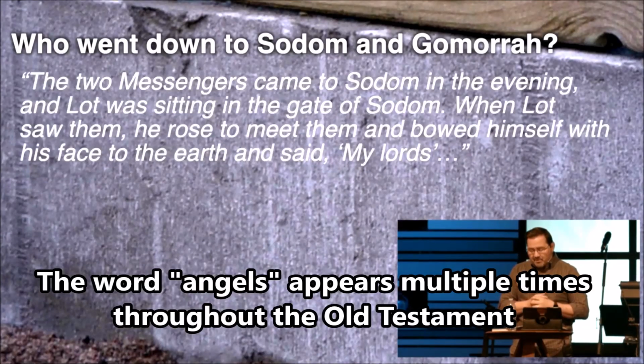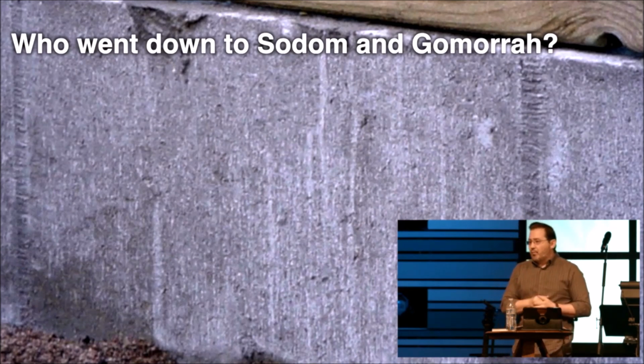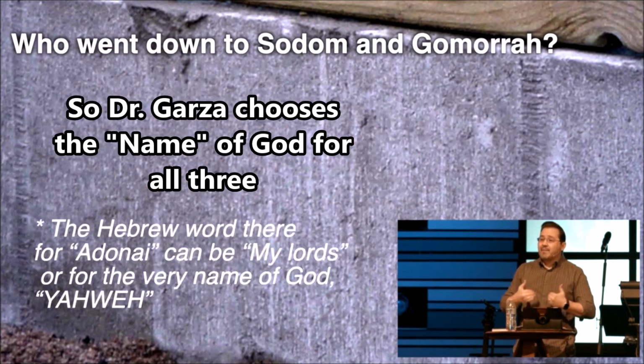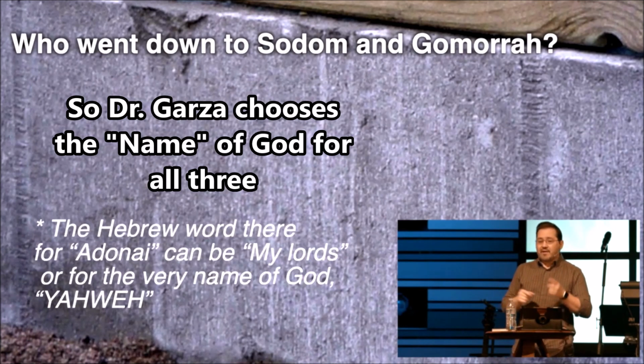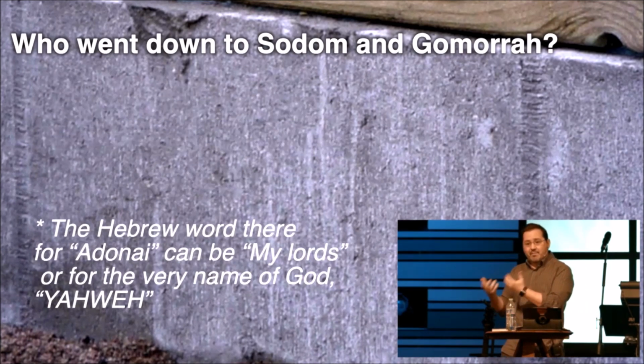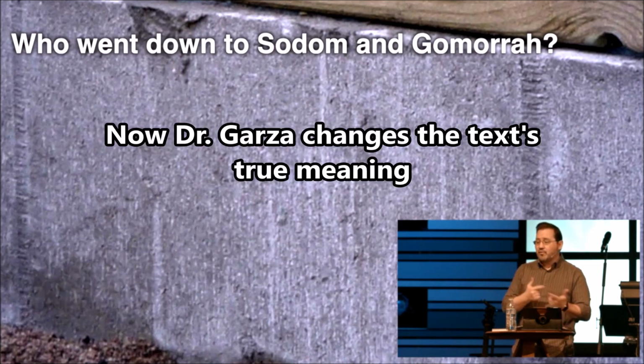The two messengers came to Sodom in the evening, and Lot was sitting at the gate of Sodom. When Lot saw them, he rose to meet them and bowed himself down with his face to the earth and said, "My lords." This is the same thing that happened earlier with Abraham. He looks up, sees two men, goes to greet them, bows himself down and says, "My lords." Now, that word in Hebrew, Adonai, can literally mean my lords or my masters. It can literally mean Yahweh himself. It can be used two different ways.